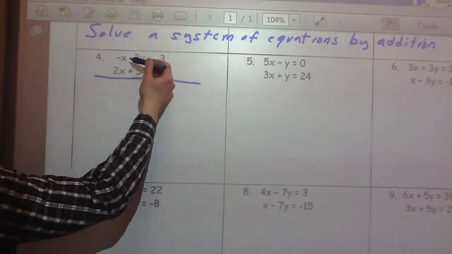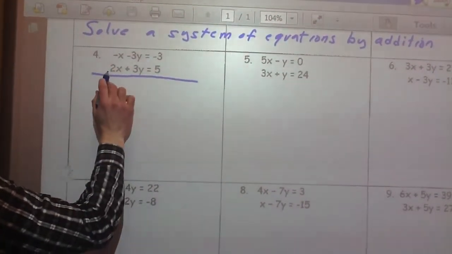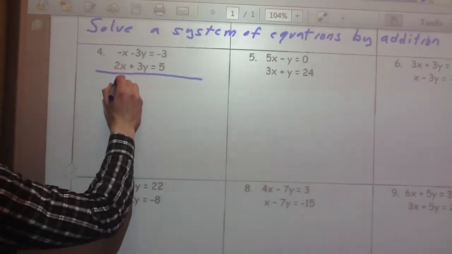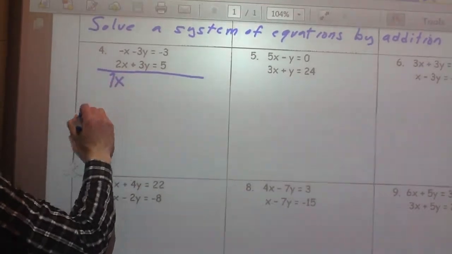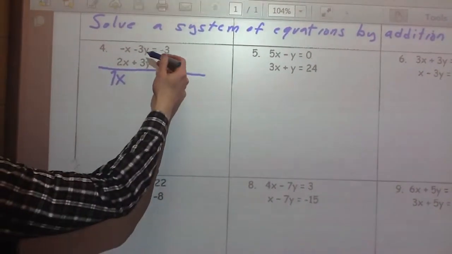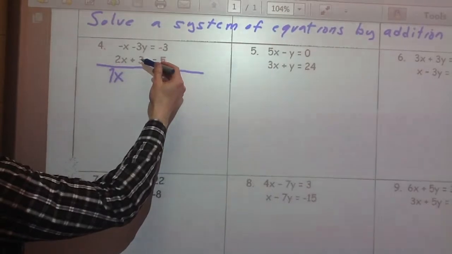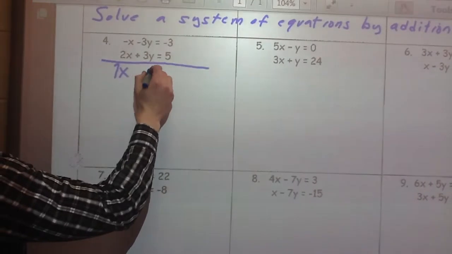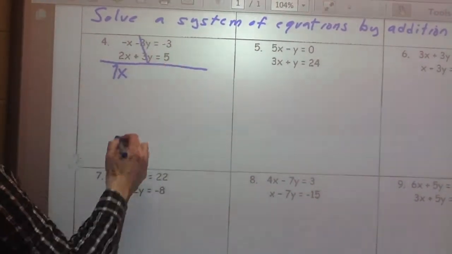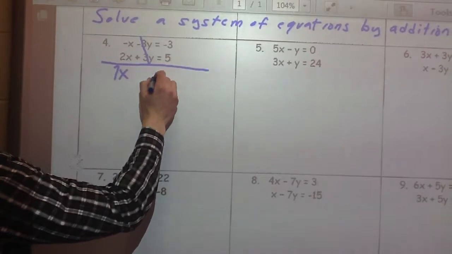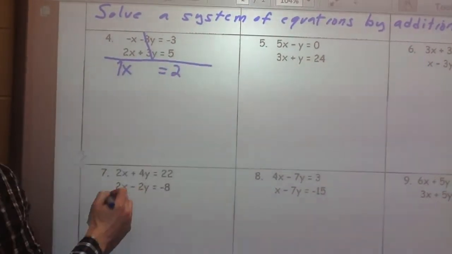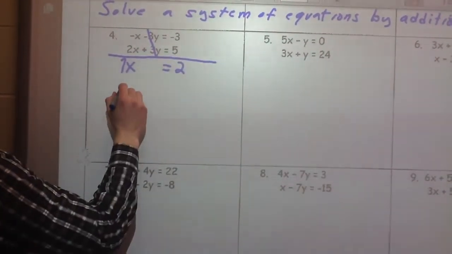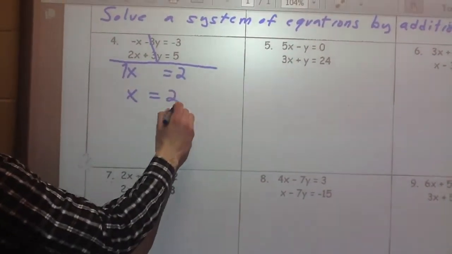So first of all, let's add everything. Positive 2x and a negative 1x makes it a positive 1x. If you want to write the 1 there, you may. The negative 3y plus positive 3y is 0 y's. We're just going to not write them at all because they are equal to 0. It equals positive 2. So now I have 1x equals 2. We can just write x equals 2 if we want.